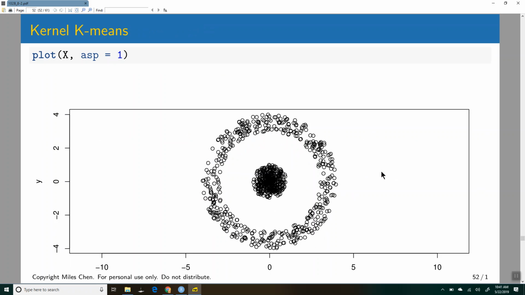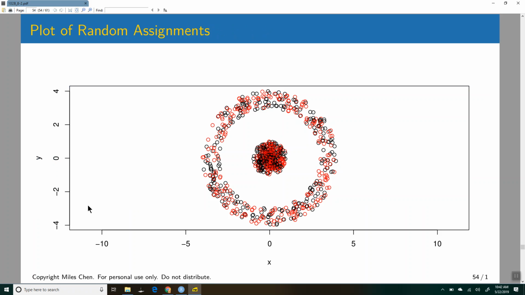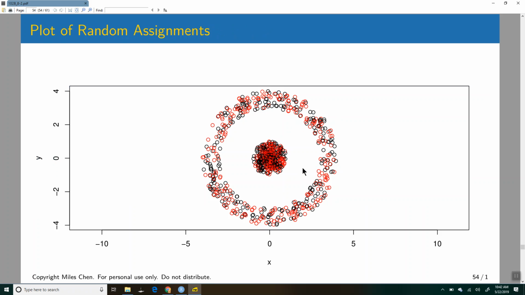But I can do something with kernel K-means, all right? Here I'm going to use a Gaussian kernel, which takes 2 points, squares the distance, and multiplies that by some factor gamma, and here my gamma is 1, okay? And I calculate the kernel distance for all possible points, okay? And then we just start off with some random assignments, okay? So I just said sample 1 and 2 randomly, okay? And so these are the random points.